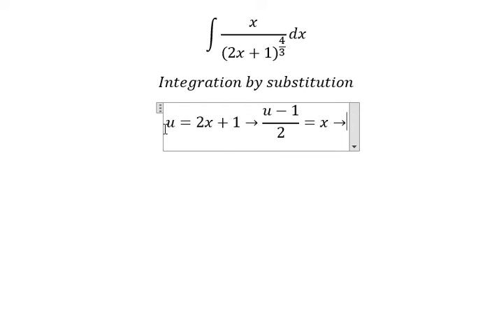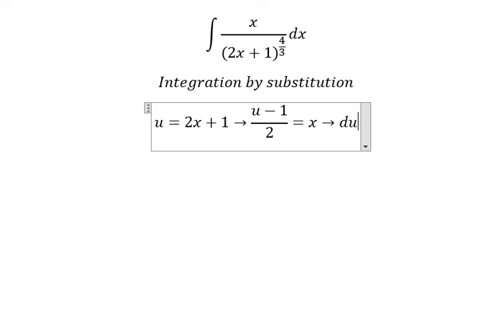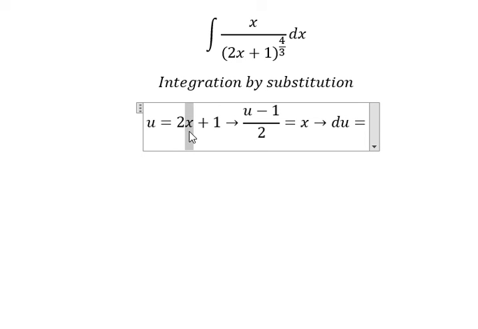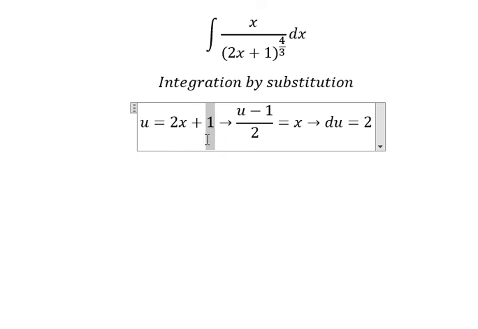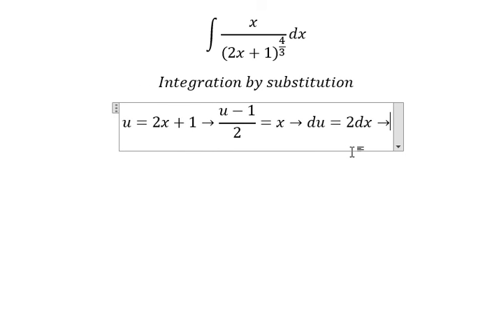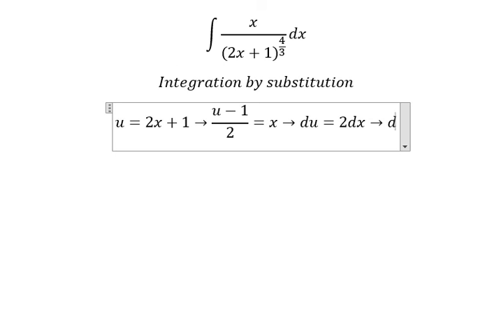Next, we need to take the first derivative of both sides. The first derivative of x is 1, so we have number 2. This one is a constant, so you get 0 here. Next, we divide both sides by number 2 because we don't have number 2 in here.